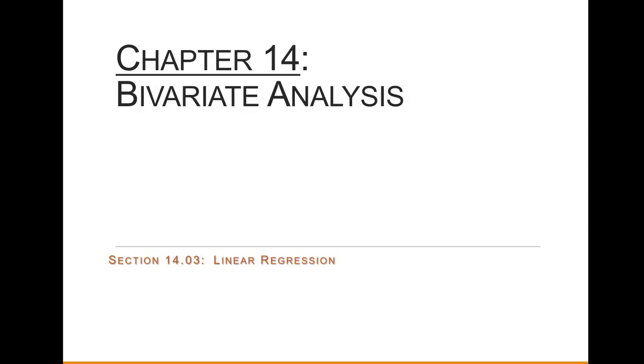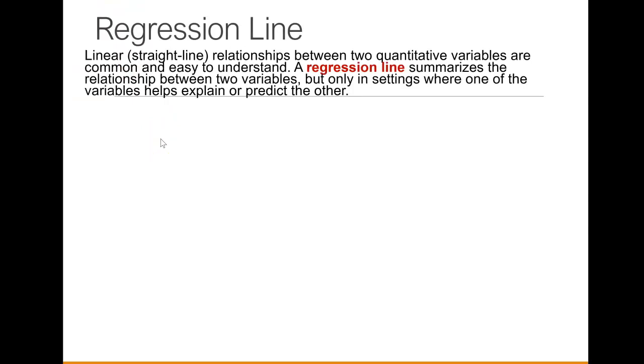Today we're going to talk about building our own regression line. Now, we've done this with the calculator already, right? We've used the calculator to do linear regression to get our R value. Today we're going to show you how this is done by hand. So a linear relationship between two quantitative variables, it's common, it's fairly easy to understand, it's usually pretty obvious. A regression line kind of summarizes that linear relationship.